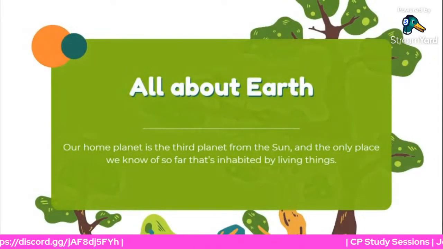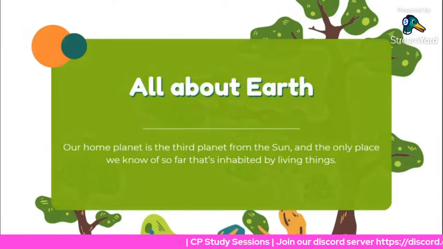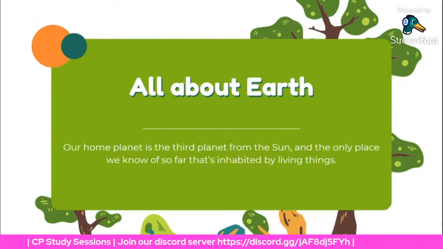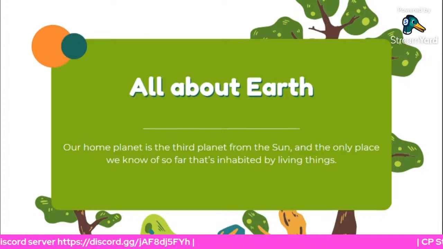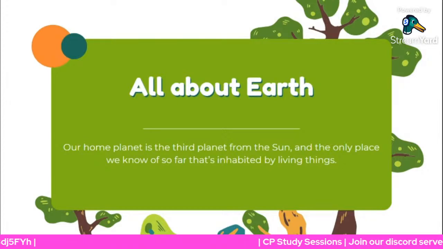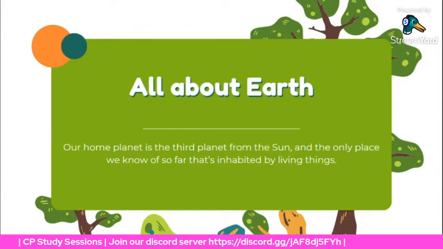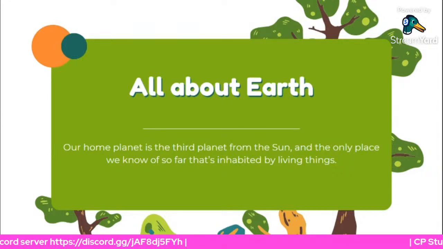Let us now know all about Earth. Earth is basically our home planet and it is the third planet from the Sun. And it is the only place we know of so far that's inhabited by living things. Did you know that the name Earth is at least 1,000 years old? And all of the planets except for Earth were named after Greek and Roman gods and goddesses. However, the name Earth is a Germanic word which simply means the ground.